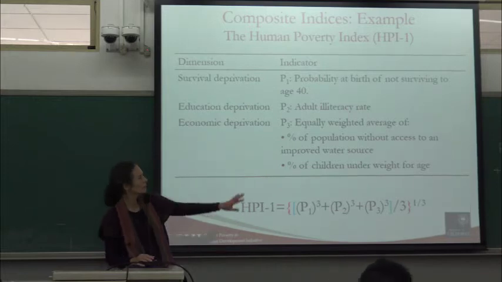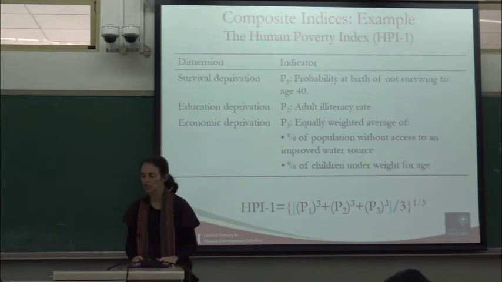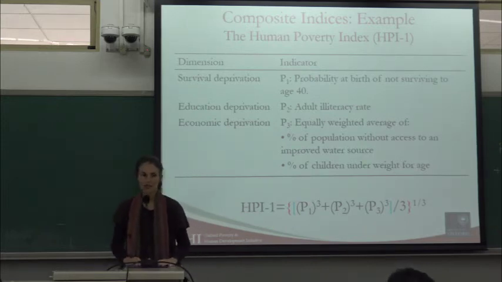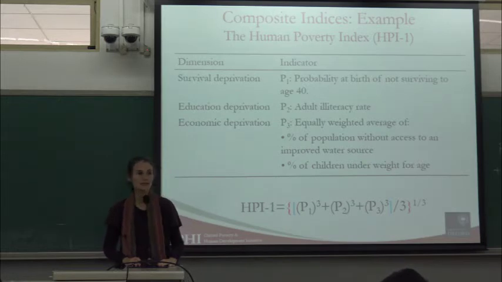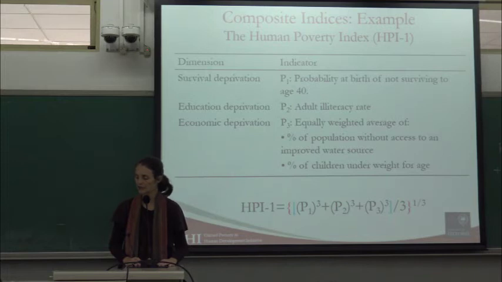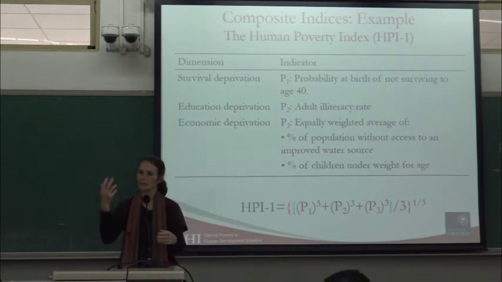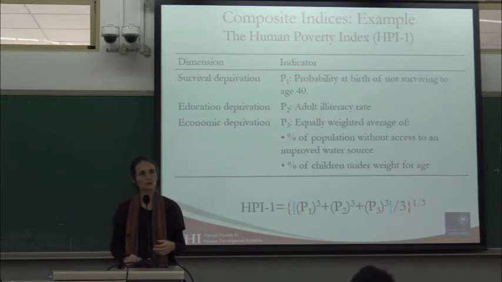So what they did was they used 3 dimensions of HDI: health, education, and income or living standards. For living standards, they simply took a simple average of the last 2 indicators. They added them up and divided by 2. So you're adding up the percentage of people lacking access to water and the percentage of kids who are malnourished. So if you have 10% of people lacking access to water and 20% of malnourished kids, what's your average? 10 and 20?